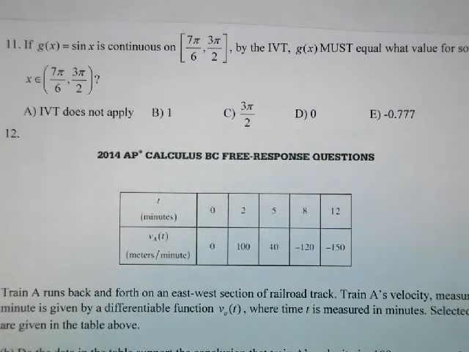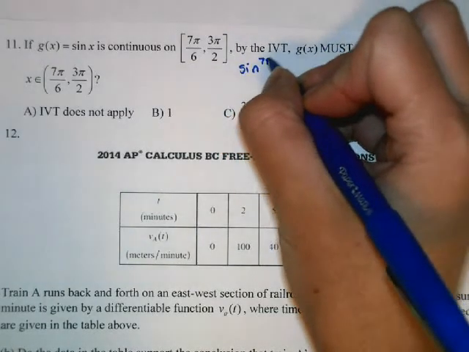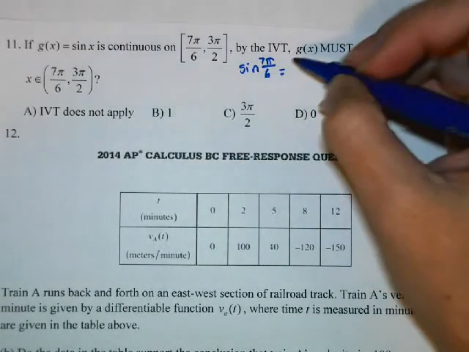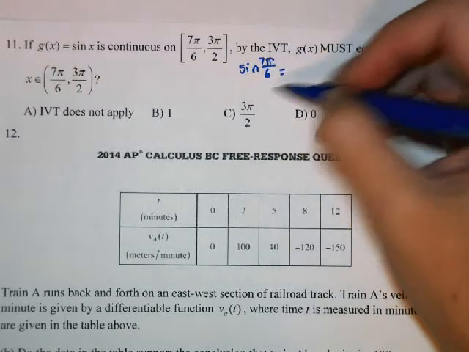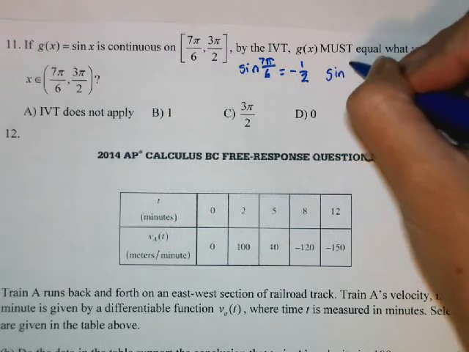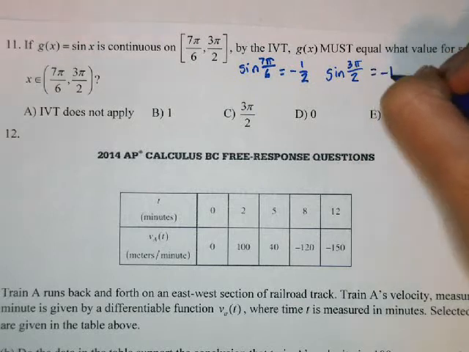So if g of x is sine of x, and it is continuous from 7 pi over 6 to 3 pi over 2, by the intermediate value theorem, g of x must equal what value in this interval? So we're going to plug in. We're going to look at what is the sine of 7 pi over 6. And it may be handy to have a unit circle available. So sine of 7 pi over 6 is -1/2. Sine of 3 pi over 2, down at the bottom of the unit circle, is going to be -1.